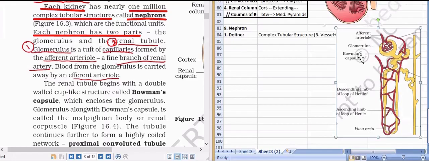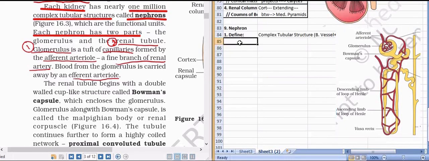Again, this tubule has parts. Bowman capsule, and this is the first, PCT, proximal convoluted tubule. Next, Henle's loop, distal tube. So these 3 plus 1, 4, are commonly called the renal tubule. Let's see how to make the notes.